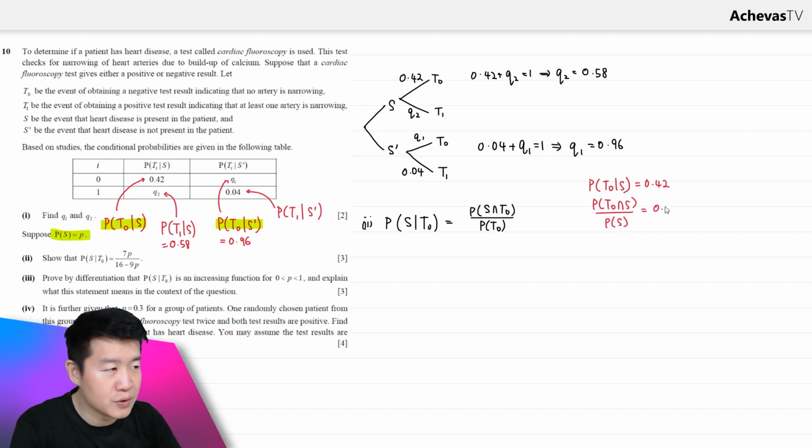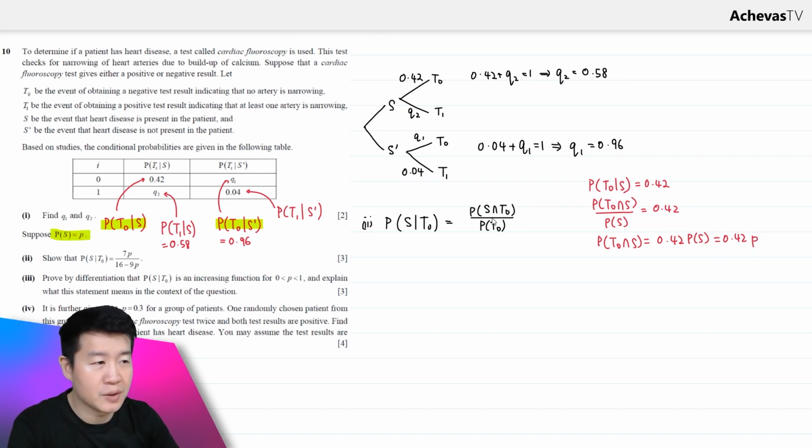This is equal to 0.42, which means that the probability of T0 and S is 0.42 multiplied by the probability of S, which is 0.42 multiplied by P. This will give us the numerator. Let me write it down here. So the numerator is 0.42 multiplied by P, divided by the denominator.